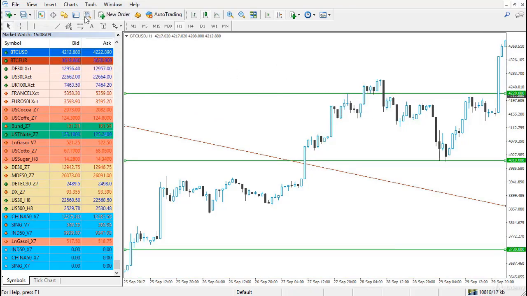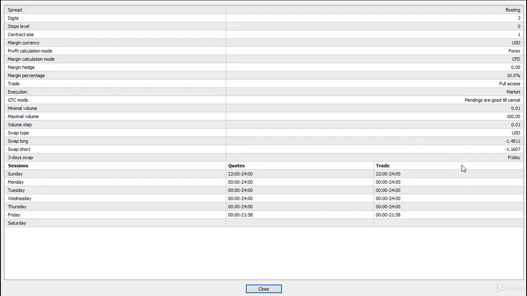And if I open the specification of the Bitcoin, guys, you can see here that we have one more cost. This is the long and the short swap. The swap is basically the cost that we pay to switch the position to the next day, to transfer it to the next day. So with the Bitcoin, you can see no matter whether we are in a long or in a short position, we will be paying this swap.